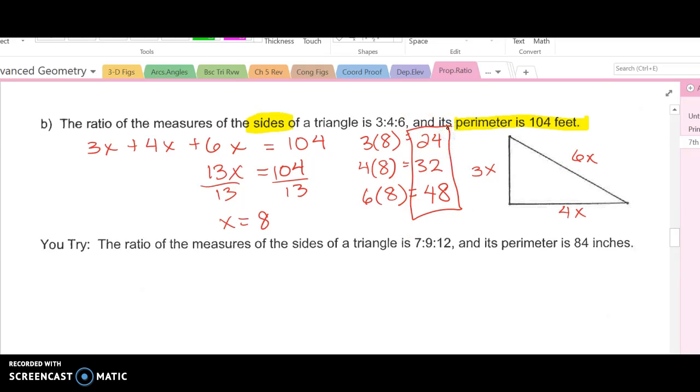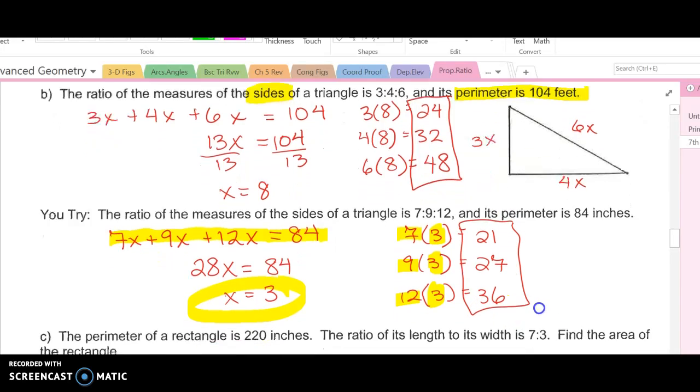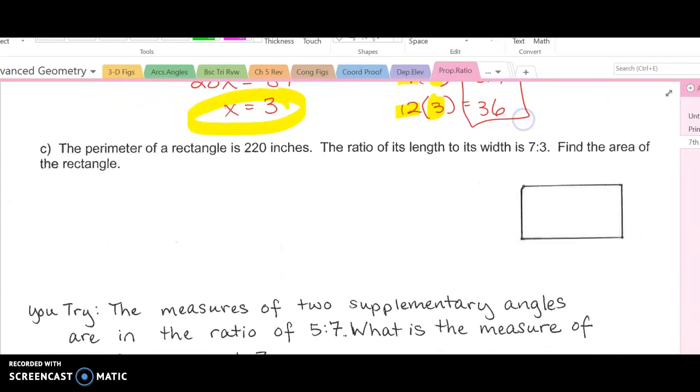Ready? You try. So pause the video, try it on your own. We'll come back and check. Okay, so I hope you made that 7x plus 9x plus 12x equals 84, in which case your equation came out to x equals 3. You plugged them back in. 7 times 3, 9 times 3, 12 times 3. So your three answers were 21, 27, and 36. So I hope you got that.